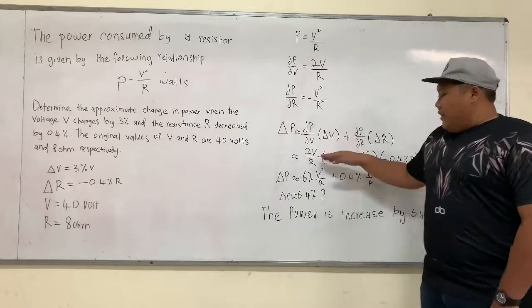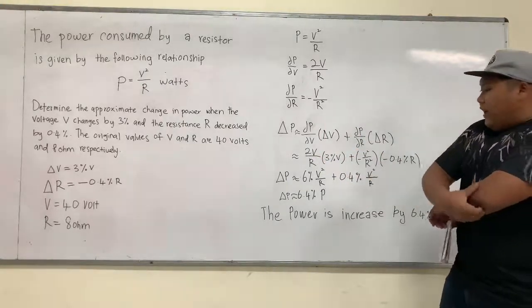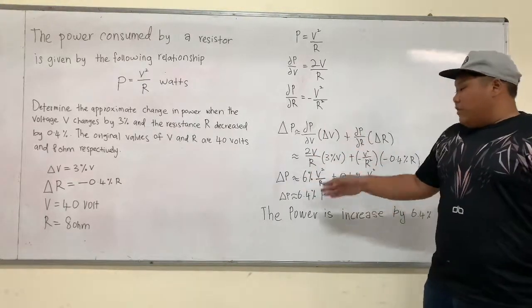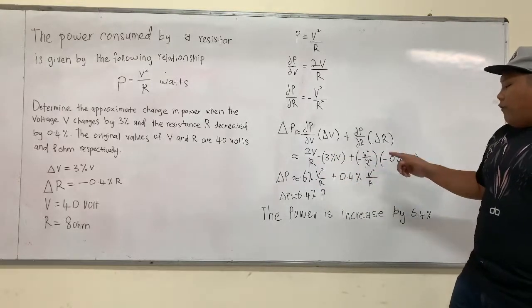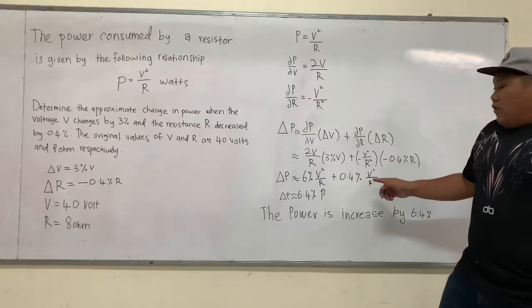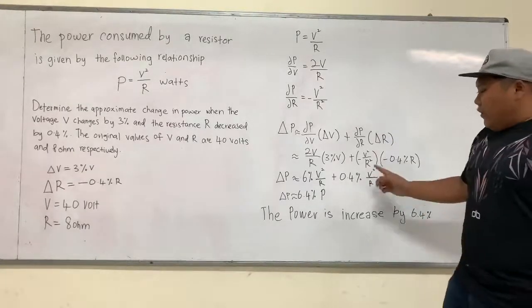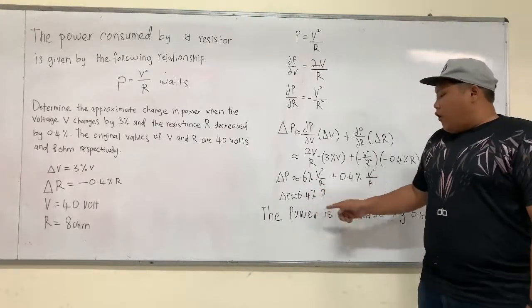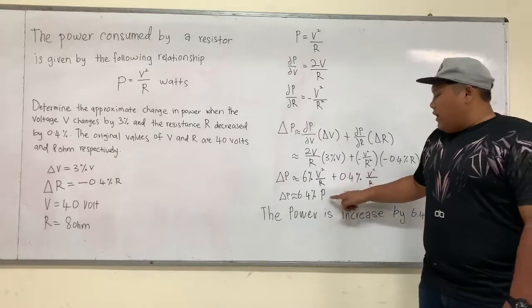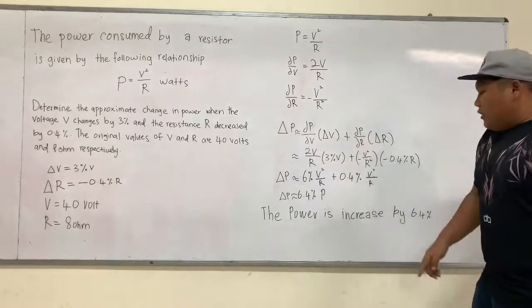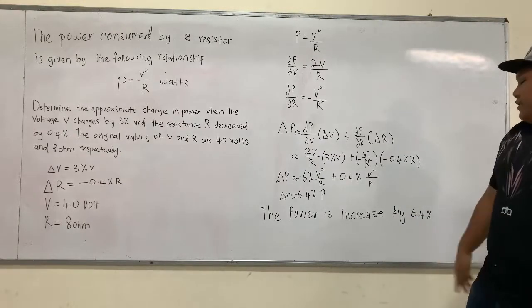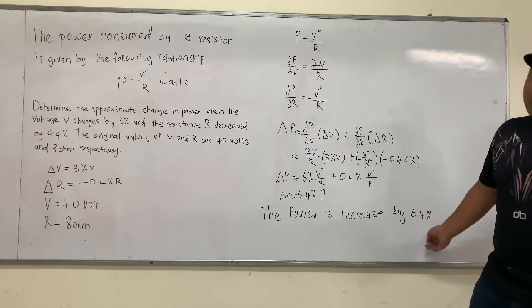We fill in the information. After that we get delta P approximately 6% V squared over R plus 0.4% V squared over R. After that we solve it and we get 6.4% P, which is P we get from V squared over R based on the formula. So the power is increased by 6.4%.